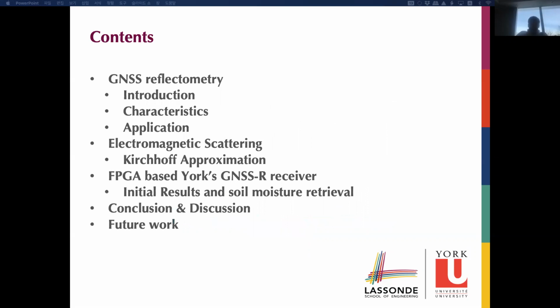So here is the content. I'm starting with what GNSS reflectometry is, and then talking about the theory related to this research, and then I'm going to talk about our current research project.